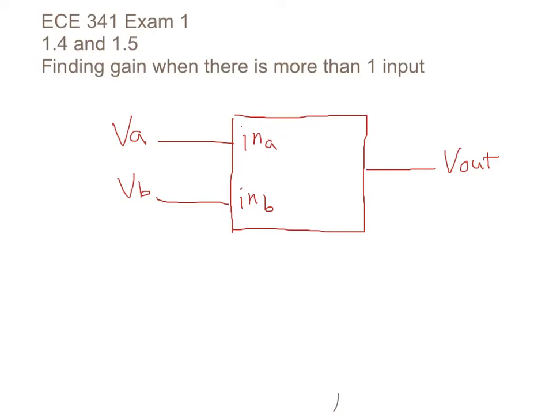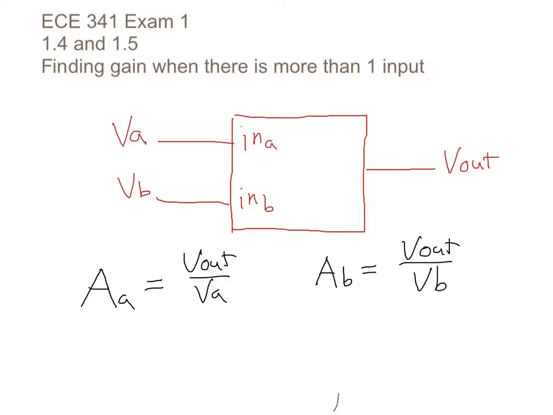Here's some notes on what's going on with problems 1.4 and 1.5. We have an amplifier, but it has two inputs instead of just one. Well, we all know that the gain is A, V out over V in. Well, we have one gain, that's AA, V out over VA. We have another gain, that's AB, V out over VB. Well, that's nice, but how do we actually find that?